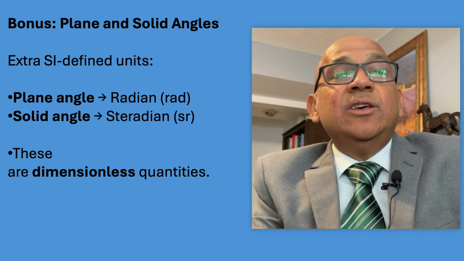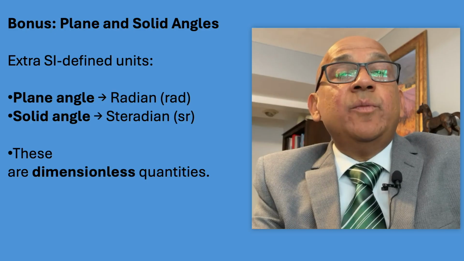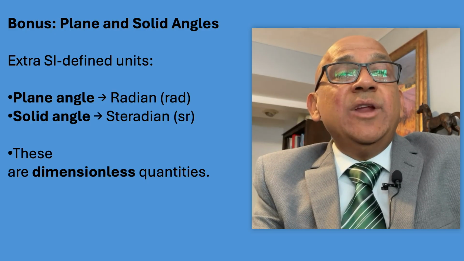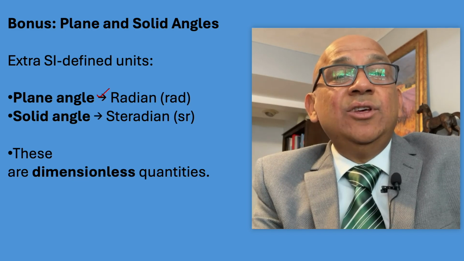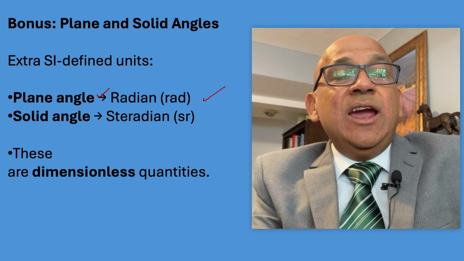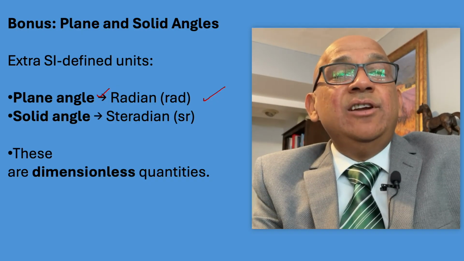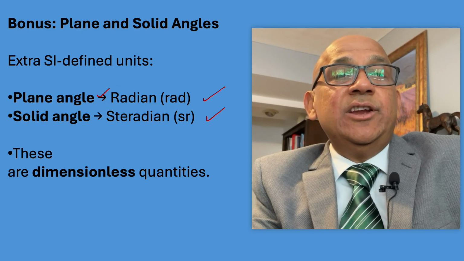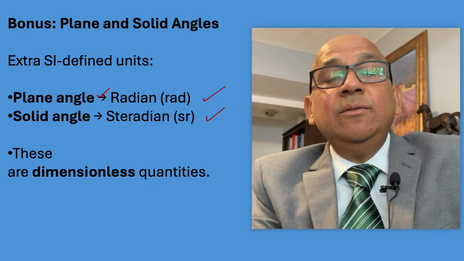In addition to these 7 units, there are 2 more units in SI system. They are to represent the angles. For plane angle, suppose in a plane you have angle between 2 lines, they will use a radian. And for solid angle in 3-dimensional system, that angle is used in the units of steradian. So both of these angles are dimensionless quantities.